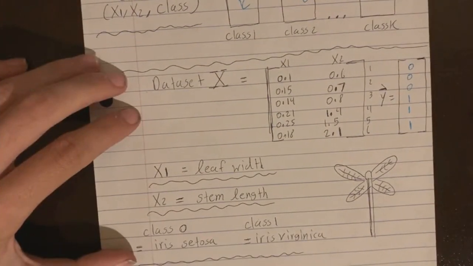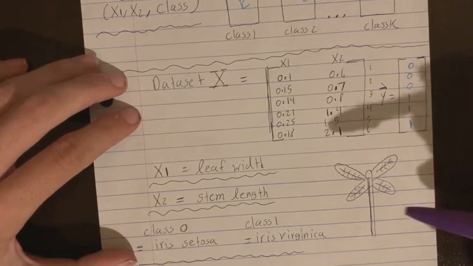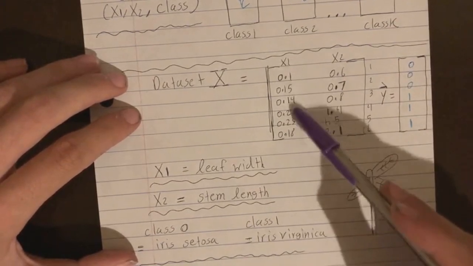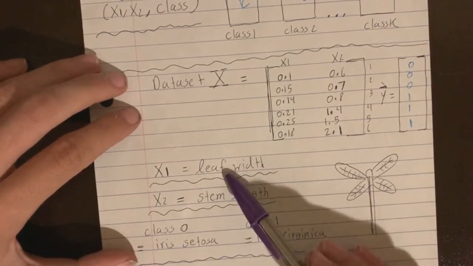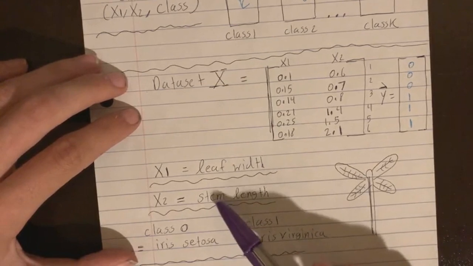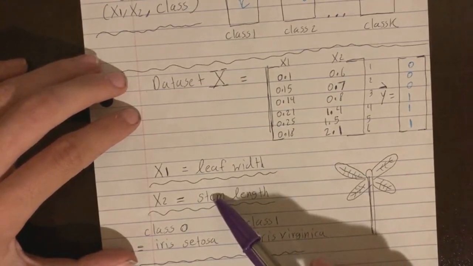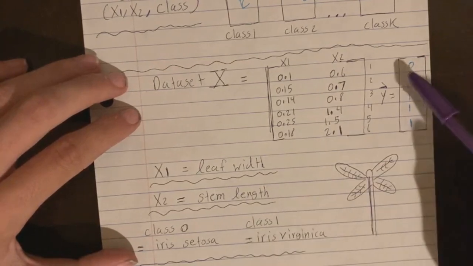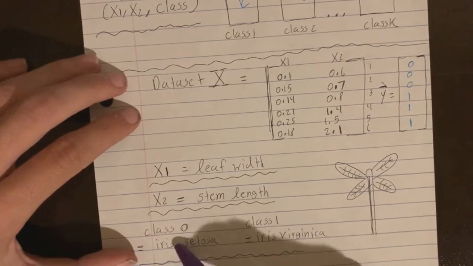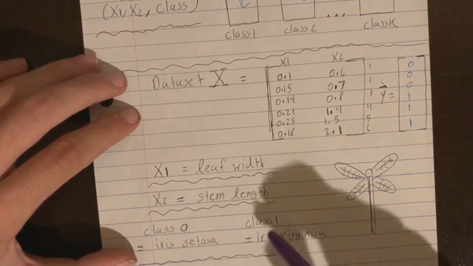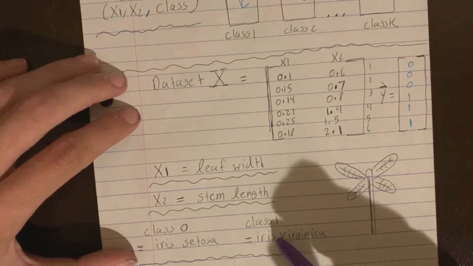All right, so for this data set, let's say x1, the first feature here, represents the leaf width, and x2 represents the stem length of a flower that we measured, right? And let's say our classes, class 0 and class 1, stand for, class 0 standing for Iris setosa, a particular species of iris flower, and class 1 stands for Iris virginica, another particular species of iris flower.